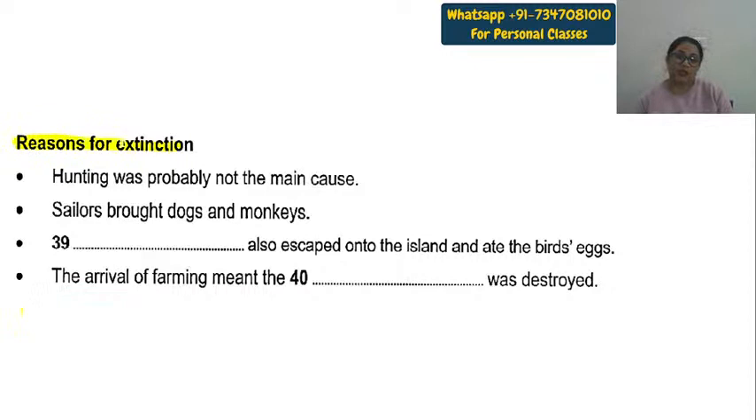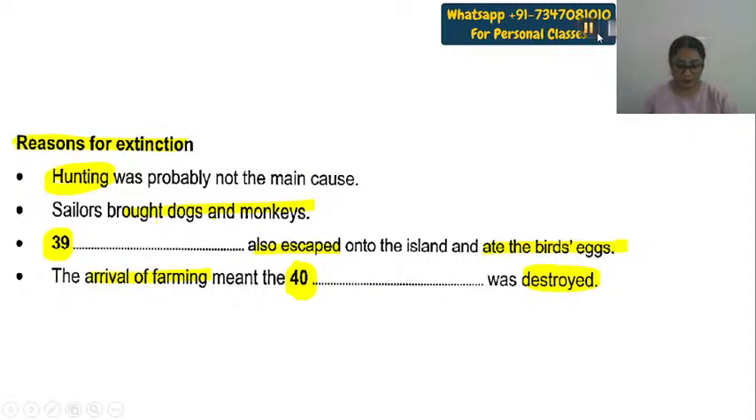Reasons for extinction. Hunting is the first reason, which was probably not the main cause. And sailors brought dogs and monkeys. Okay, that's maybe the reason. Another reason we need to find it out. That also escaped onto the island and ate the bird's egg. ये भी आ जाते थे islands पे और उनके अंडे खा जाते थे. The arrival of farming meant the dash. Farming की वजह से क्या हो गया? Which was destroyed. क्या चीज़ destroyed हो गई थी? So listen carefully for 39 and 40 and write your answers in the chat box.